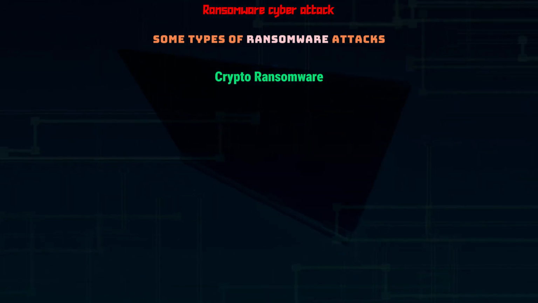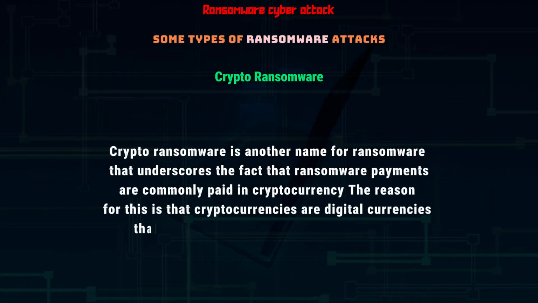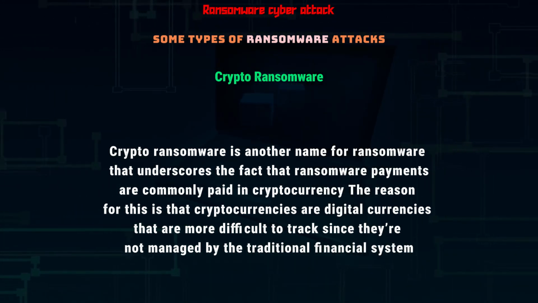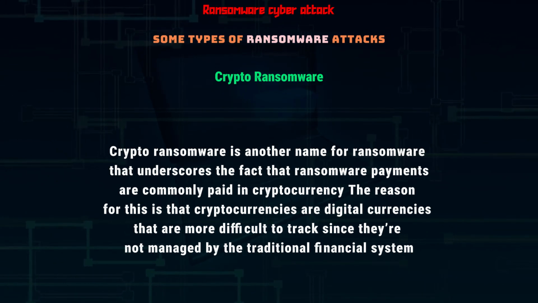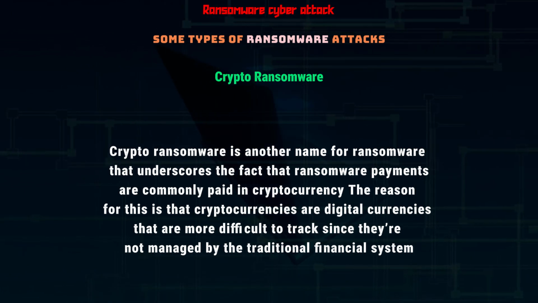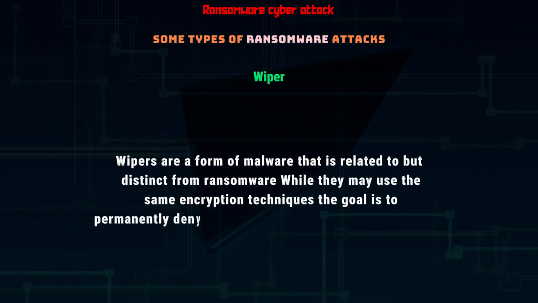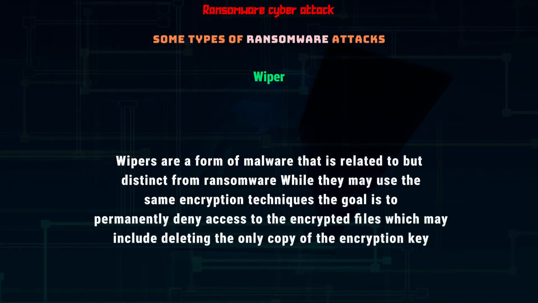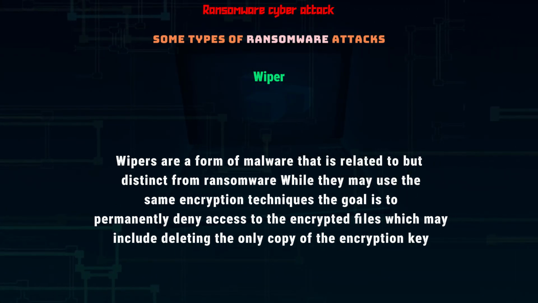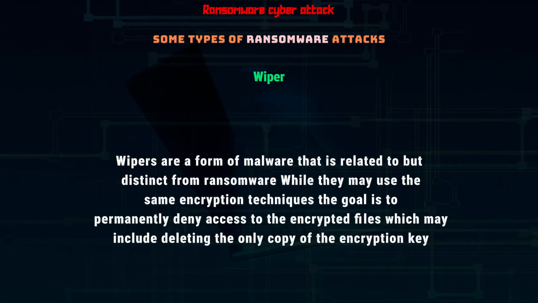Crypto ransomware. Crypto ransomware is another name for ransomware that underscores the fact that ransomware payments are commonly paid in cryptocurrency. The reason for this is that cryptocurrencies are digital currencies that are more difficult to track since they're not managed by the traditional financial system. Wiper. Wipers are a form of malware that is related to but distinct from ransomware. While they may use the same encryption techniques, the goal is to permanently deny access to the encrypted files, which may include deleting the only copy of the encryption key.